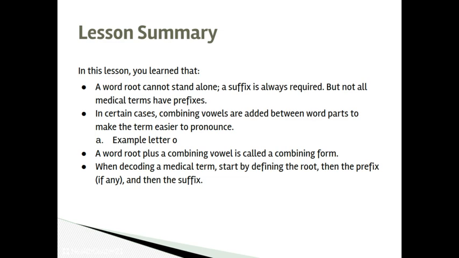So what did we kind of learn? It was very quick, but just a couple things. A word root cannot stand alone. It has to have a suffix, but you do not have to have a prefix. Sometimes a combining vowel is added between word parts. Most commonly, it's added between two root words to make the term easier to pronounce. When you add that letter in there, the combining vowel, it's just called the combining form.